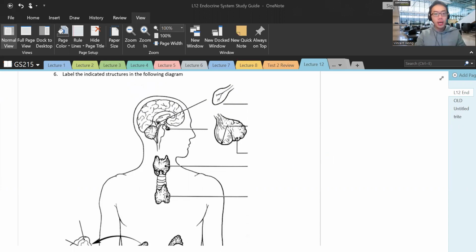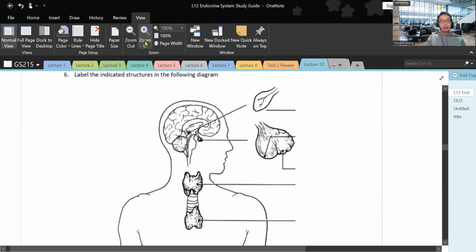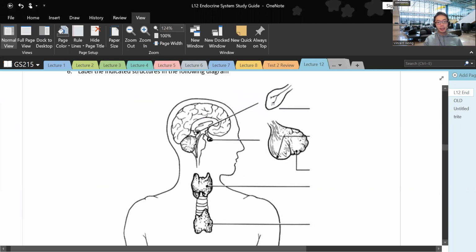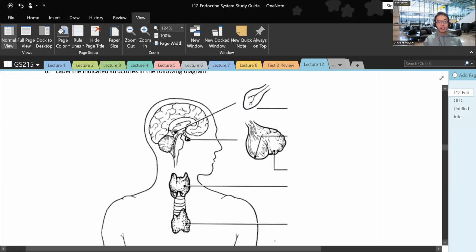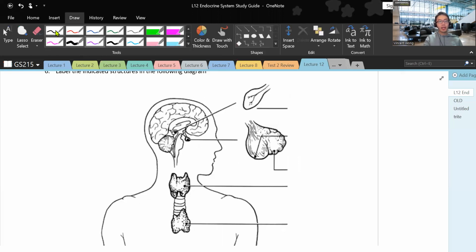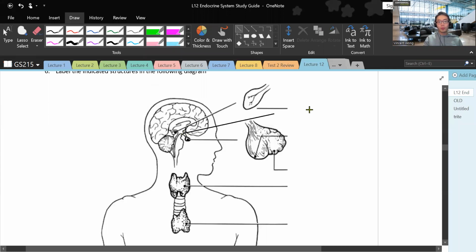Okay, so let's see what is going on here. In this diagram, for some reason, they decided to not include the hypothalamus. Maybe it was too small. But there is the hypothalamus right there. We're going to add a line right there. So that's the hypothalamus. It's so small that we're not even going to color it.